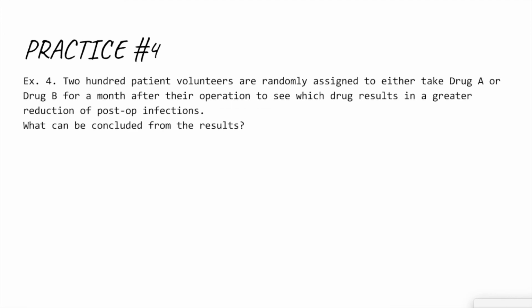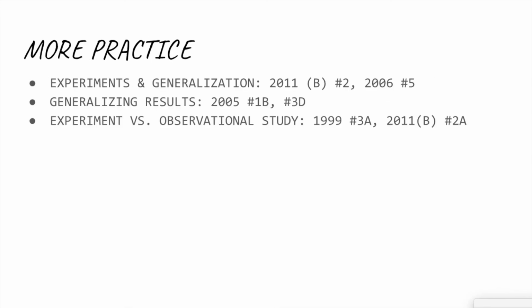For our last example, see if you can tell what can be concluded from the results. Since random assignment was used, cause and effect may be concluded between which drug was used and the proportion of post-op infection. However, since the subjects volunteered and were not selected randomly, scientists cannot generalize the results of the experiment to any greater population.